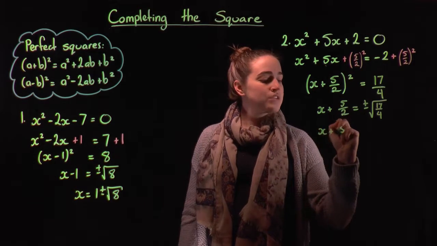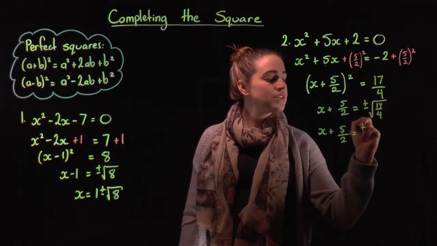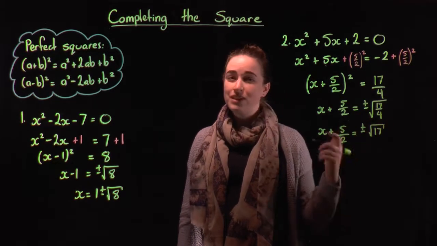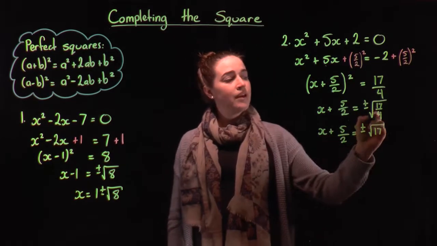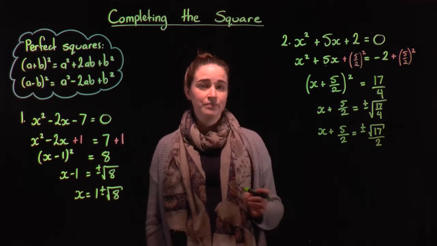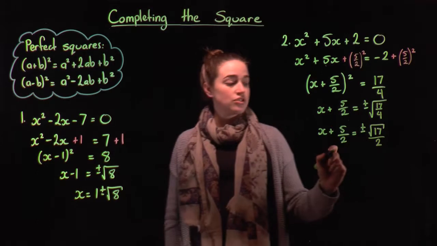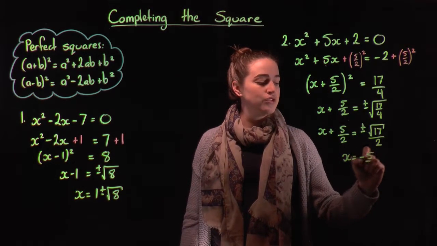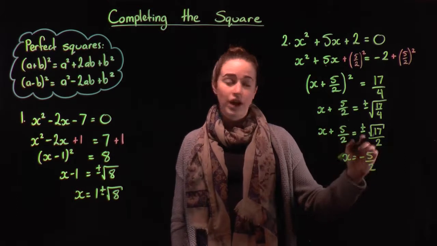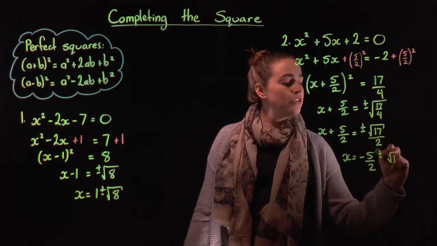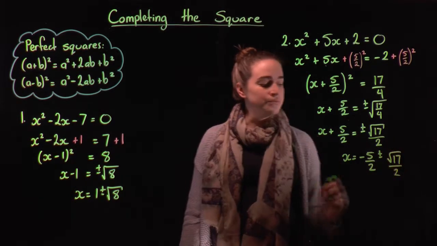Now, if you're square rooting a fraction, we can square root the top and the bottom separately. So we'd have x plus 5 over 2 is equal to plus or minus the square root of 17 over the square root of 4. The square root of 17 isn't a nice number because 17 isn't a square number, but the square root of 4 is 2, so that makes it a little bit nicer. Now we do want to get that x on its own. So we're going to have x equals minus 5 over 2, because it was a positive, so we have to subtract it from both sides, plus or minus the square root of 17 over 2.